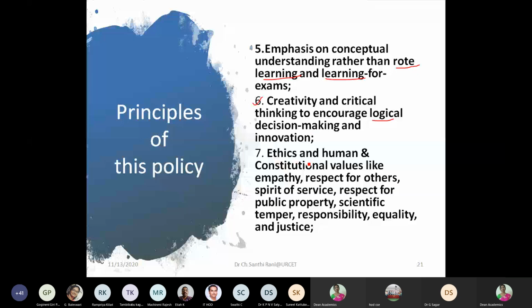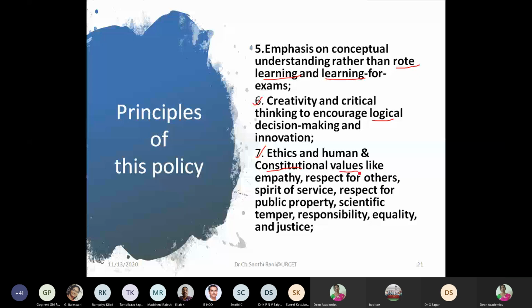Then ethics and human and constitutional values like empathy, respect for others, spirit of service, respect for public property, scientific temper, responsibility, equality, and justice. So we know many of us have attended Universal Human Values FDPs conducted by AICTE. So AICTE has taken so many initiatives towards the implementation of NEP 2020. So in that, we all have learned the values.